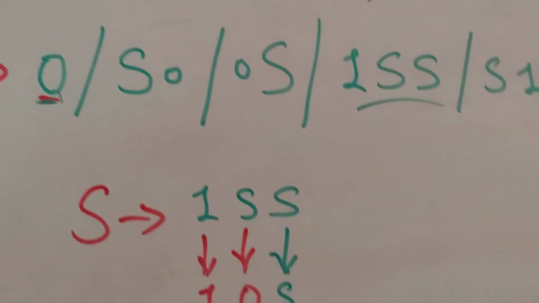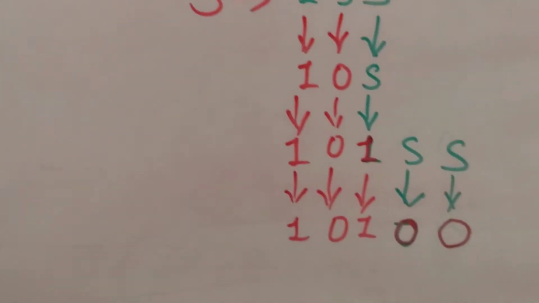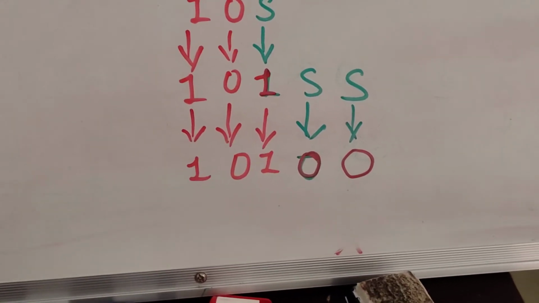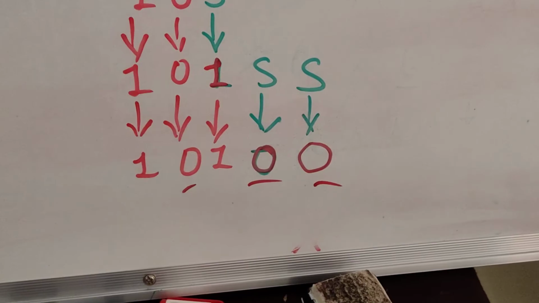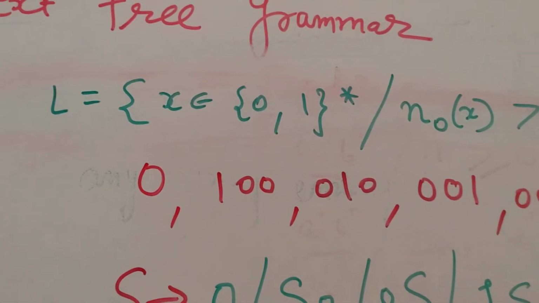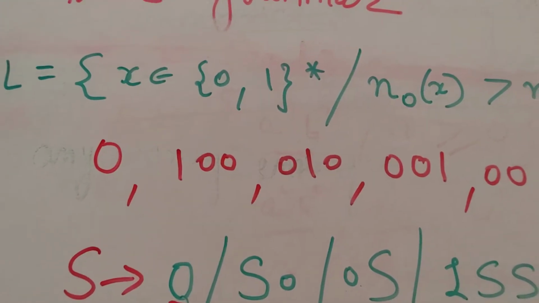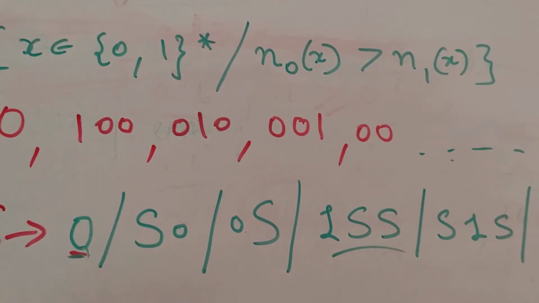So these are my production rules, using which I can derive it. So this is the string which I got. Here you can see that the number of 0s is greater than the number of 1s. So this is what our language was, that x belongs to (0 1) whole star, where the number of 0s must be greater than the number of 1s.